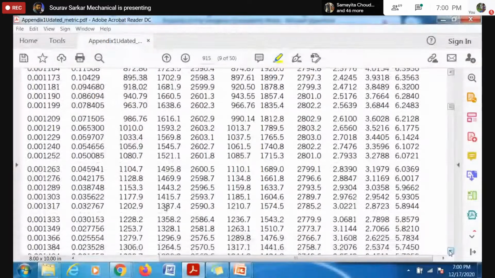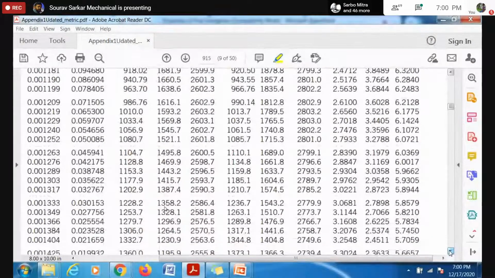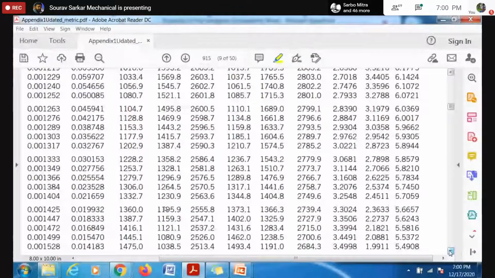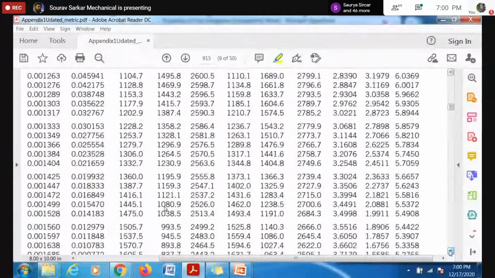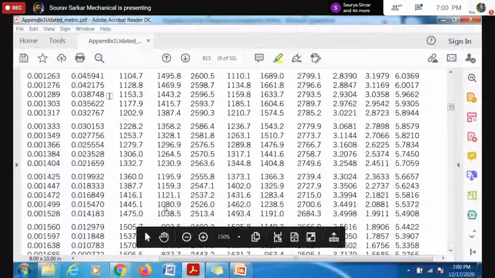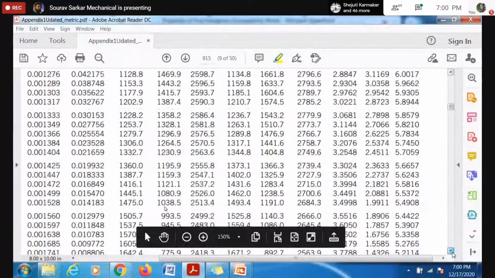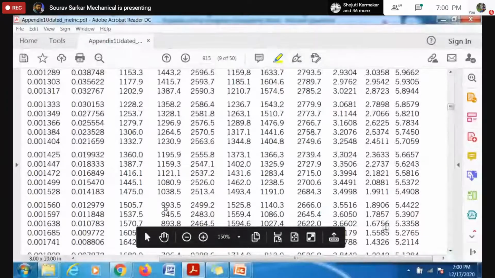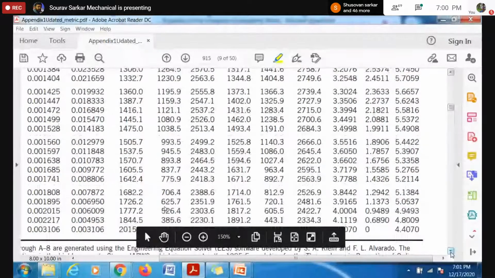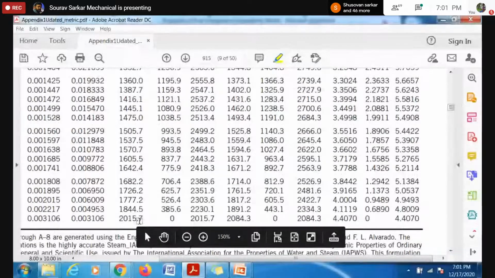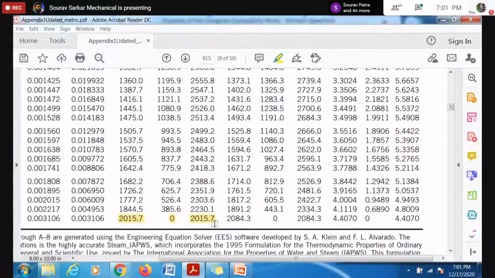So as you are reaching the final pressure, you can see what is happening. The liquid state internal energy is continuously increasing, and the vapor state internal energy is decreasing, and finally the gap between these two is reaching zero. Can you see that? Yes, sir.